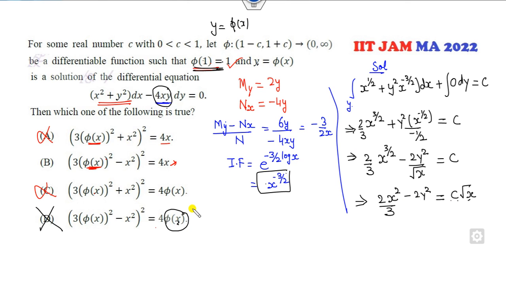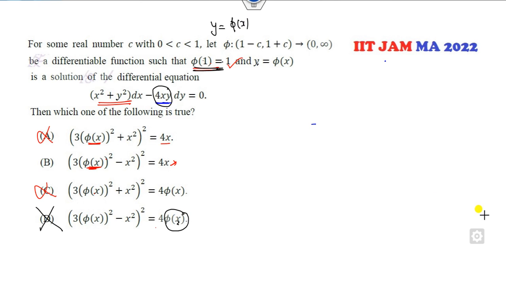Fine. There is one more method coming to my mind. What is that? You can find from this differential equation, you can find dy over dx. It will be x square plus y square divided by 4xy. Fine? Yes. Now you can see what is that? This is homogeneous. Fine? Or you can find the integrating factor also by using 1 over Mx plus Ny, because they are homogeneous.